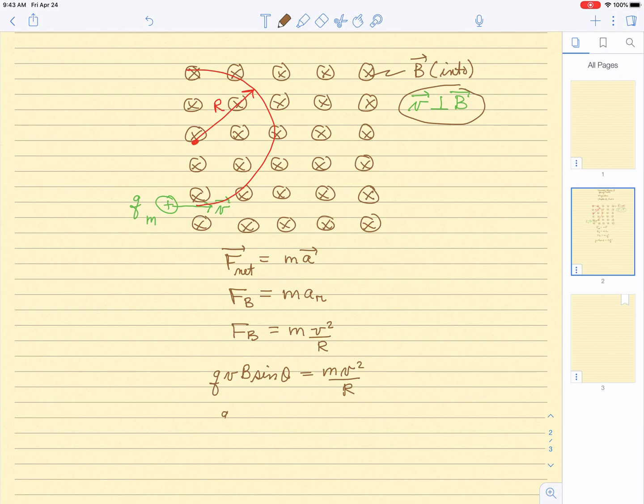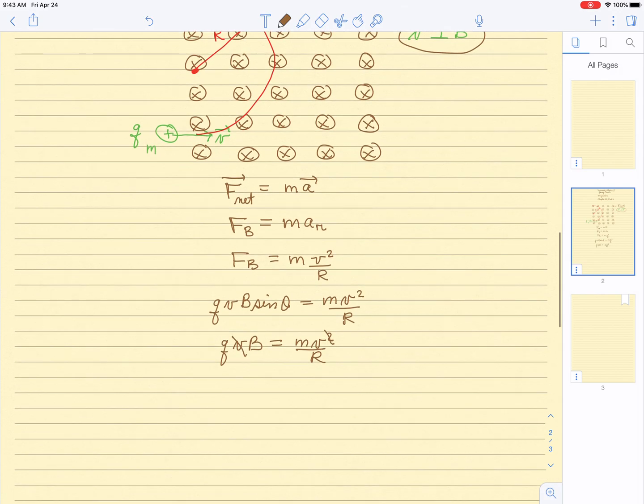Sine of theta is 1, so we have qvB is equal to mv squared over r. One of the v's cancel, and we're left with qB is equal to mv over r. In this case, we're going to solve for r. r is now going to be equal to mv over qB. Okay, and this is going to be the relevant equation for this discussion.